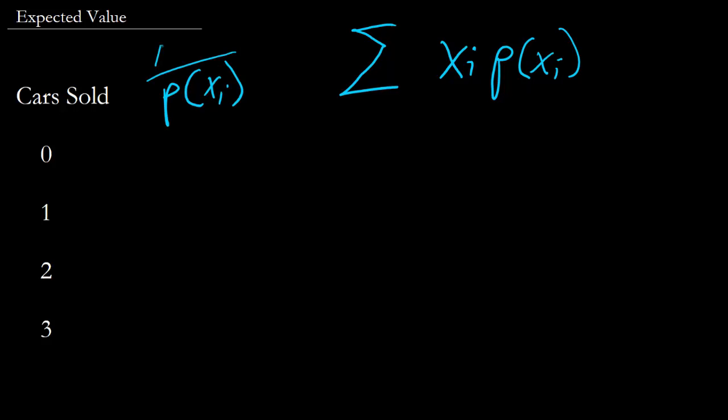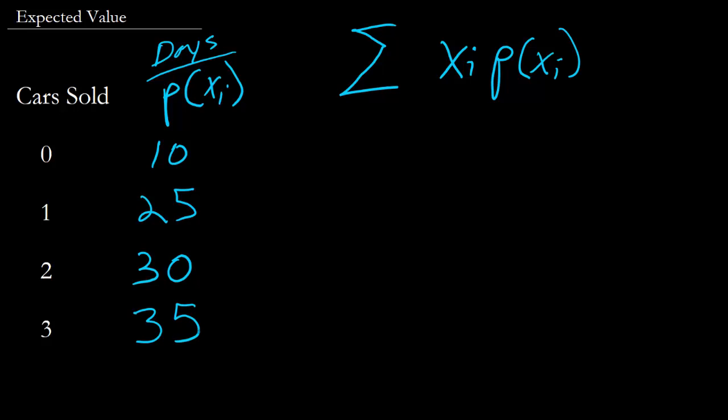And so here we're going to pretend for a second that in the previous 100 days, on 10 days you have sold 0 cars. And 25 days you have sold 1 car, 30 days you have sold 2 cars, and that means that that's, what, 30, 55, 65, and 35 days you have sold 3 cars, right?